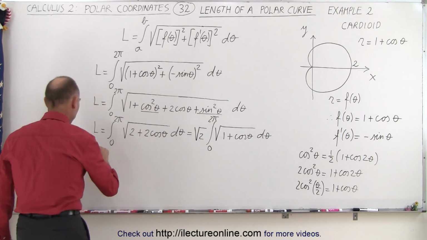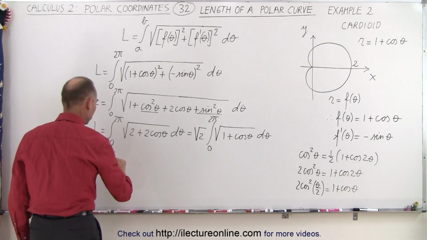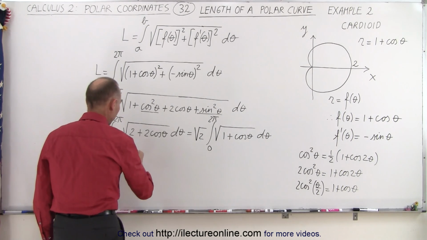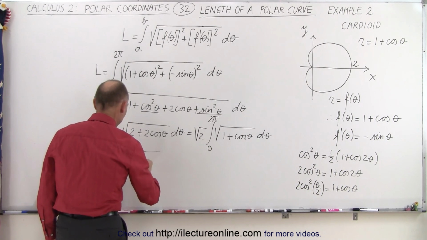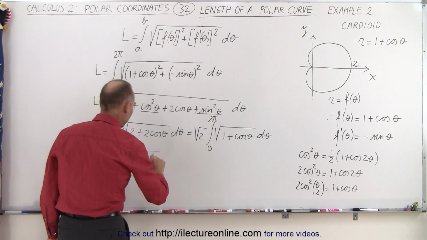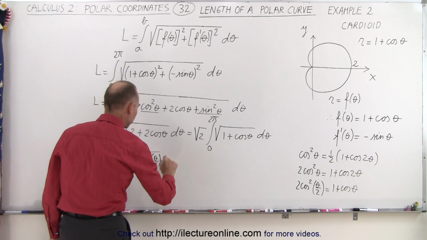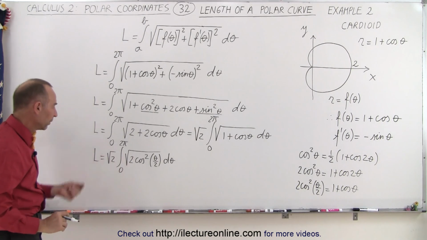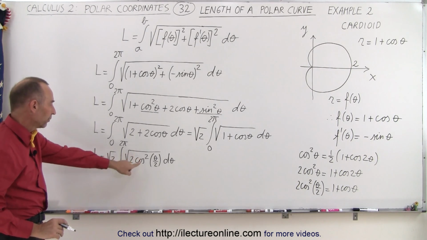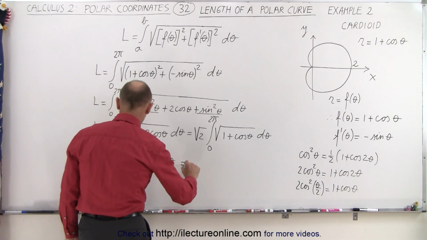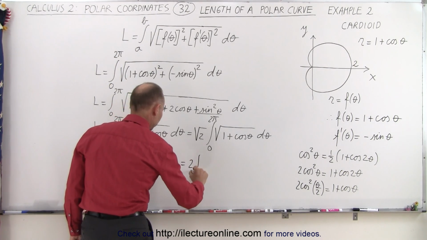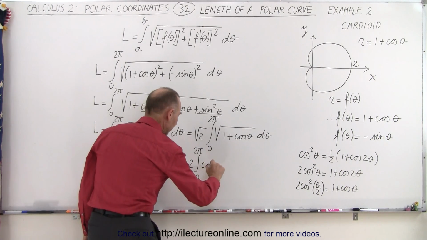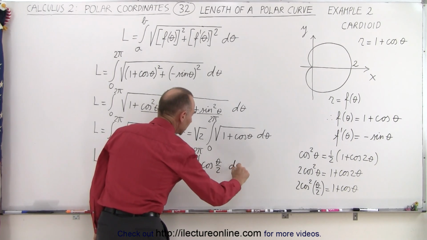That's the idea. So L is equal to the square root of 2 times the integral from 0 to 2 pi, and the square root of, I end up with 2 times the cosine squared of theta divided by 2, d theta. Now notice that I can pull out a square root of 2 again, and I can take the radical of the cosine squared, so this becomes equal to 2 times the integral from 0 to 2 pi. The square root gives me the cosine of theta divided by 2 d theta.